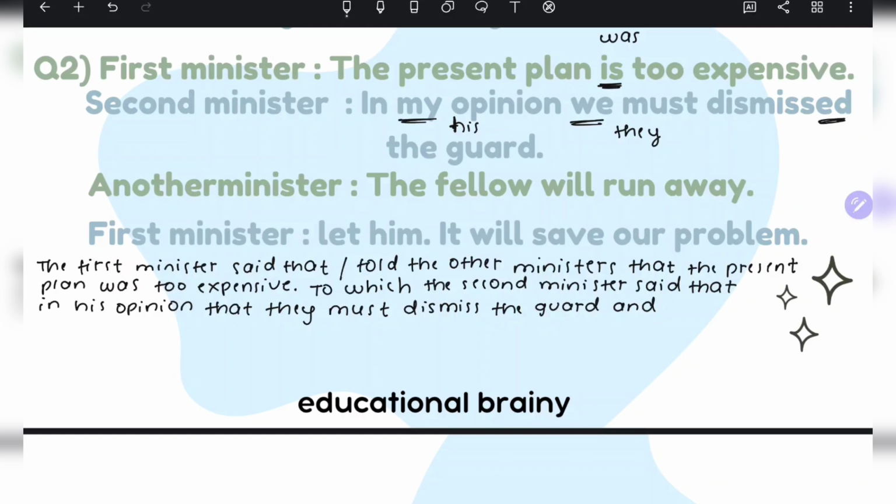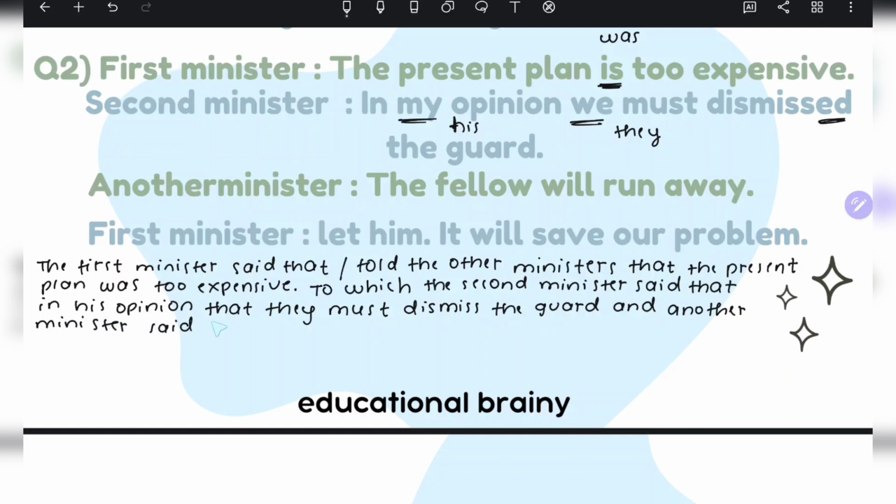I'm going to repeat it again. To which the second minister said that in his opinion they must dismiss the guard. So continue the sentence, don't put any full stop. This is literally different from the first one, so I'm teaching you like this. Any question they may ask you in the boards, that's why I'm taking other unrelated questions. Take this word, another minister.